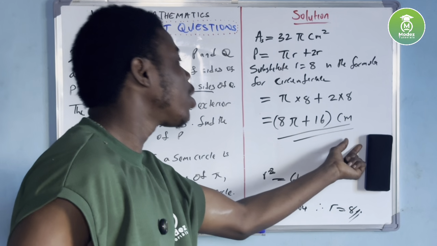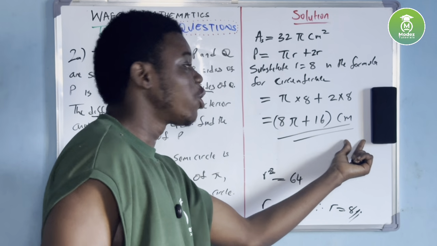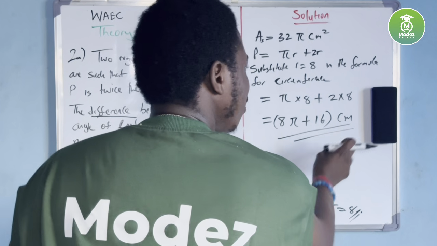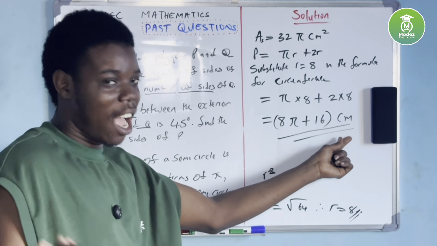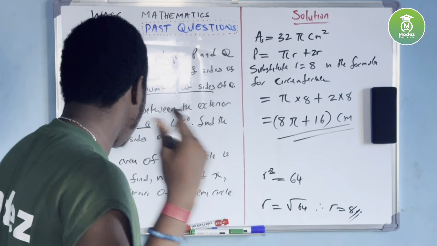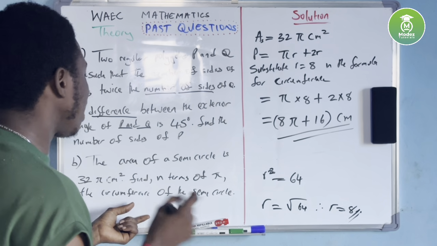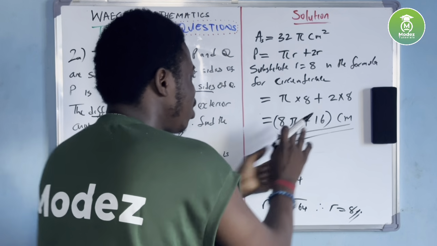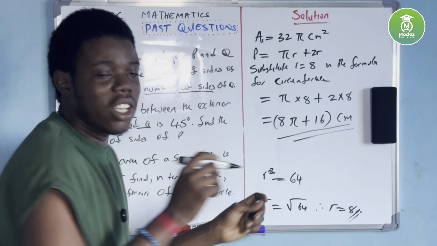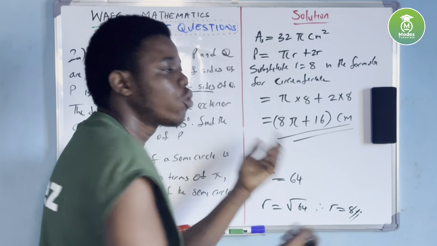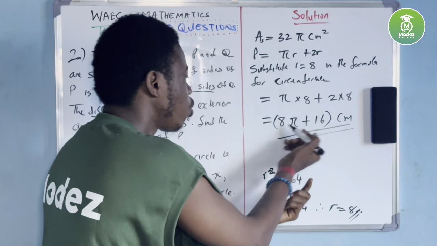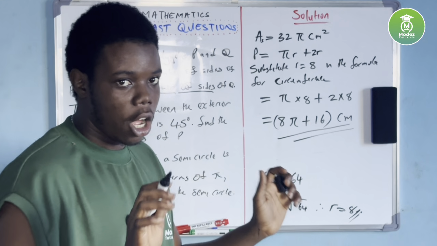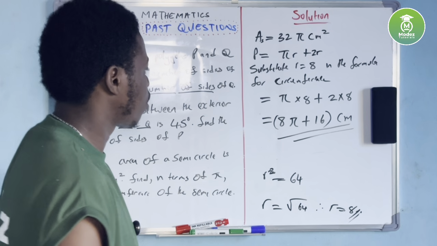Very, very important. If you don't put your units, it is minus half. Is it minus half or minus 2? Minus half, because they will mark all your steps. Do you get it? Now, they said find in terms of pi. That is the reason why I'm leaving it like this. If they did not say in terms of pi, you know pi is 22 over 7 or 3.142, so you just multiply, then you add it together. I hope you get it. Let's move.